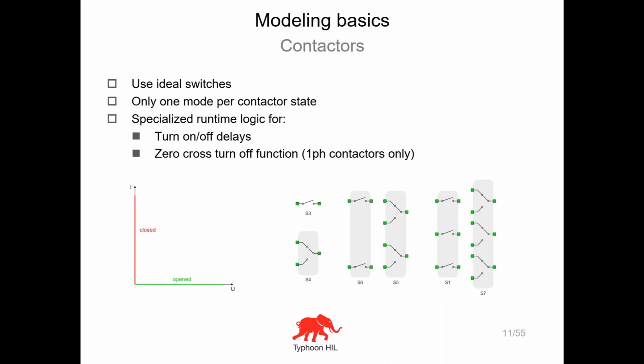Contactors are implemented in a similar way. They use one mode per contactor state regardless of the number of contacts. So even though a multi-phase contactor can be composed of single-phase ones, it is always recommended to use multi-phase ones if possible. They as well use the specialized runtime logic that allows accurate turn-on and turn-off delays, and in the case of single-phase contactors, a zero-cross turn-off function is available.